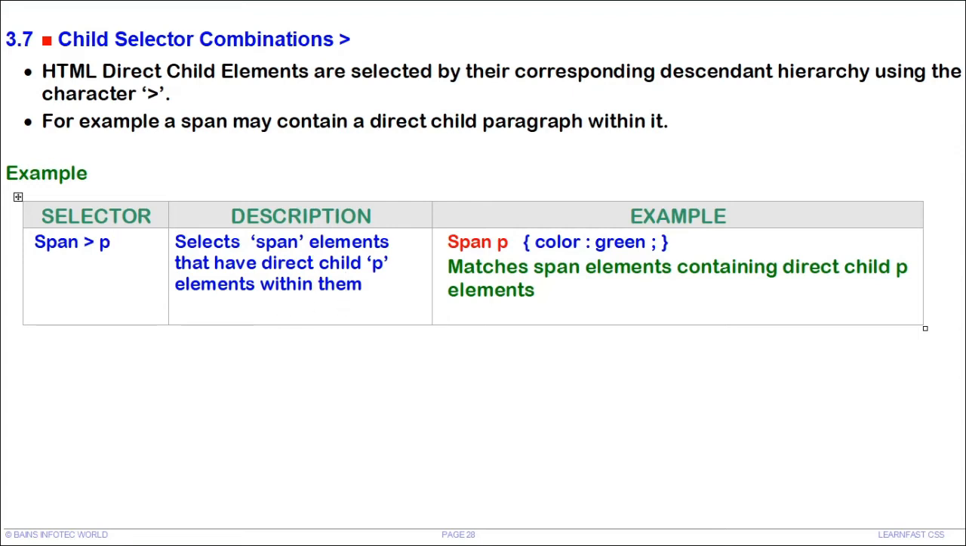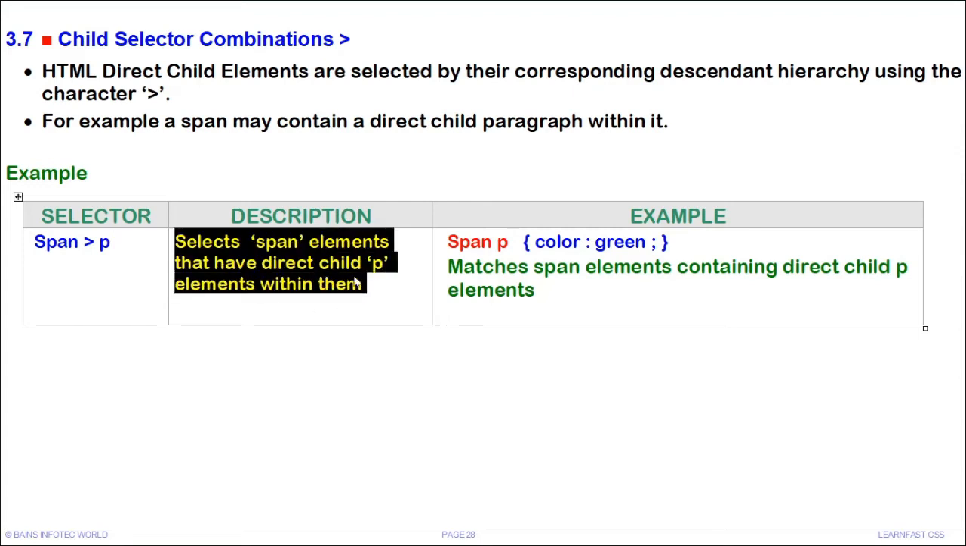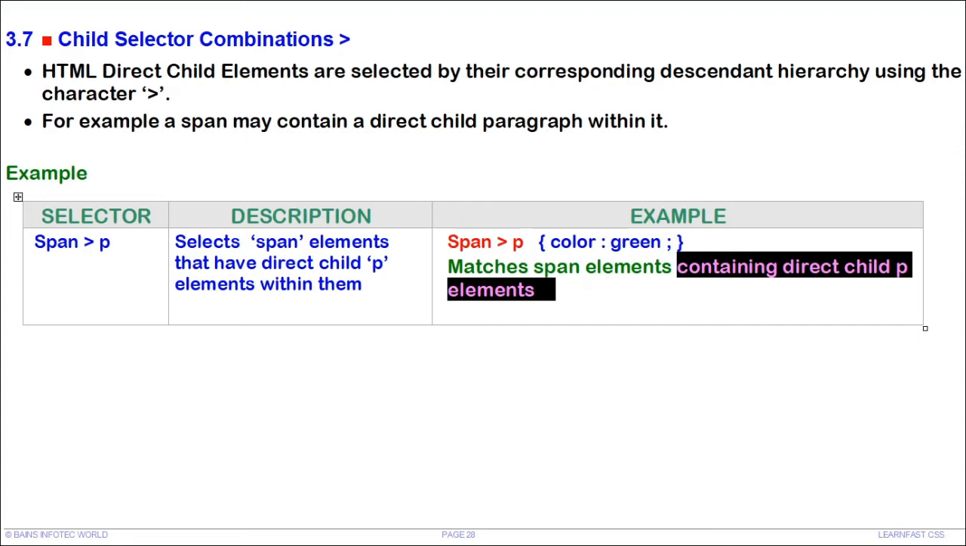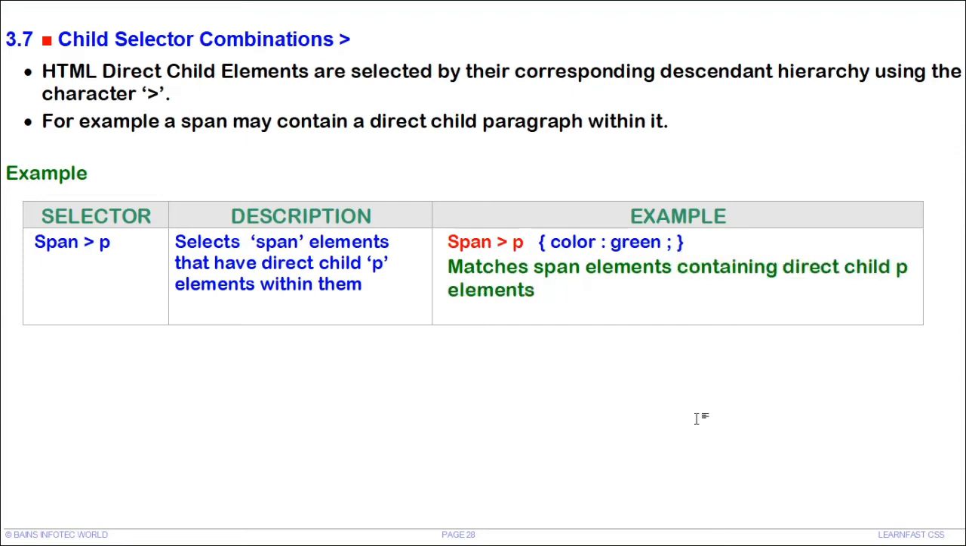So select span elements that have a direct child P elements within them. For example, span greater than P, color green. So it's saying select all paragraphs which are direct children of spans and turn them into color green. So this will match span elements containing direct child P elements and apply the rule to them.